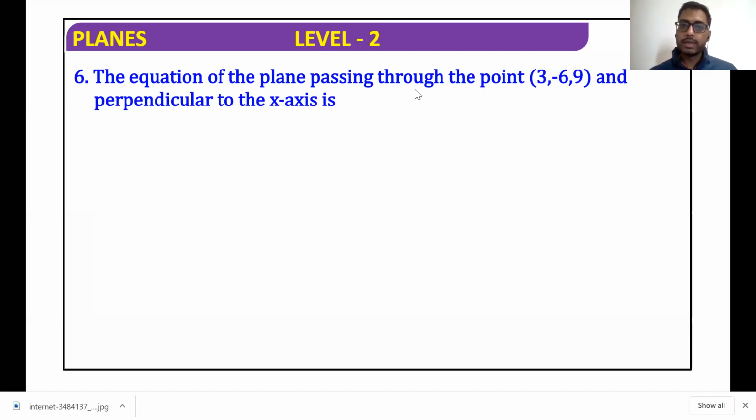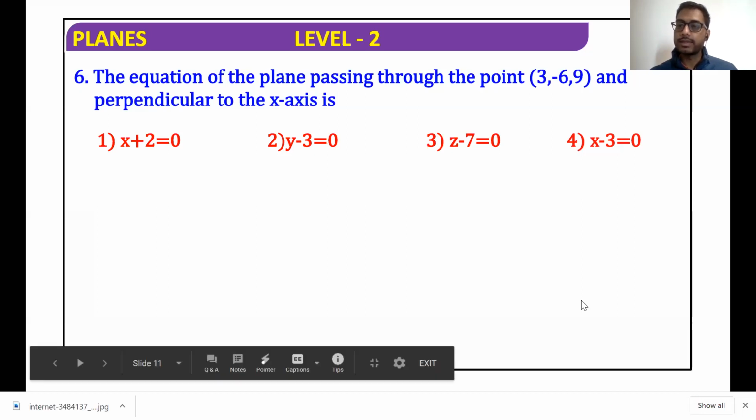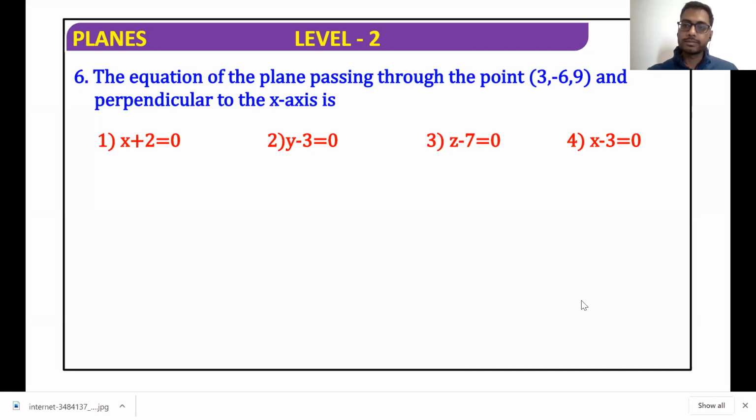As it is perpendicular to x-axis, I can say that the plane is going to cut x-axis in only one point, and it is going to be parallel to my yz axis. If it is parallel to my yz axis, equation of that plane is obtained by using the formula x is equal to x1. And what is x1 in this case? It is 3. Therefore, equation of plane is x is equal to 3. So which option is the correct answer? If x is equal to 3, I can say that x minus 3 is equal to 0. So option number 4 is correct answer.